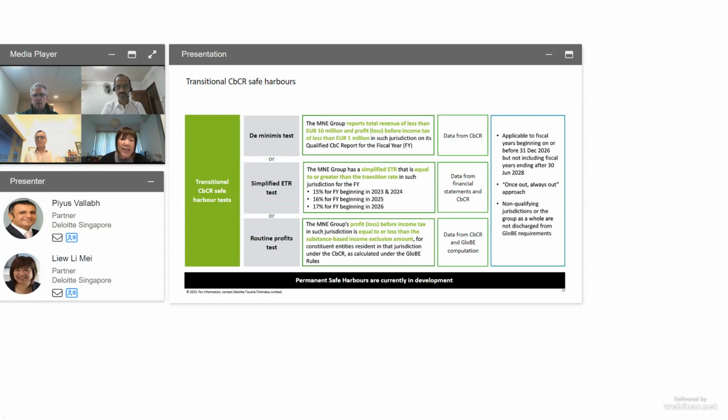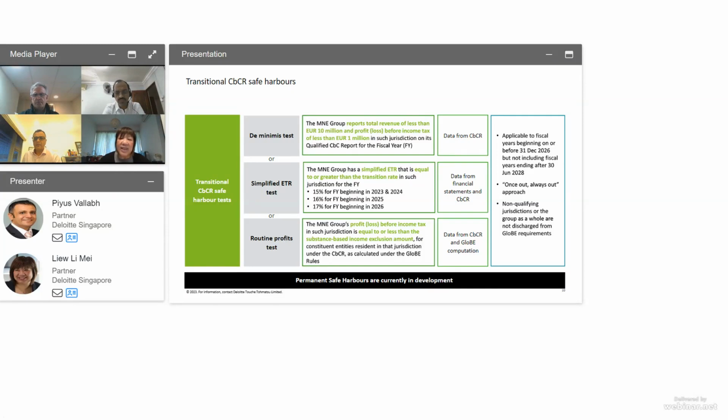The first one, in that jurisdiction, the revenue and income is below the de minimis threshold. So this means that the business reports total revenues of less than euro 10 million and a profit before income tax of less than euro 1 million in its CBCR report for a country.